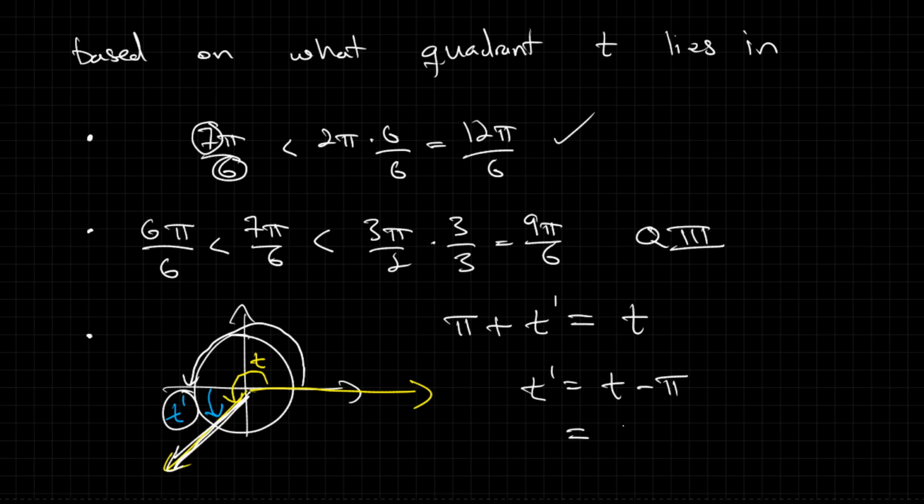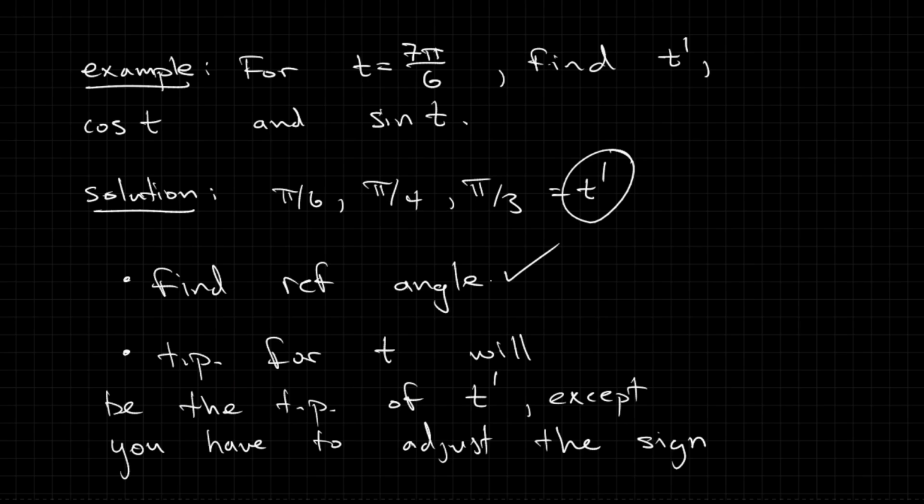And what is t? t is 7 pi over 8. So this would be pi over 8. Oh, I don't know why I thought this was pi over 8. This is 7 pi over 6, not 7 pi over 8. So it's pi over 6. So that is the work to figure out the reference angle. We did that, and now we'll do the second part.